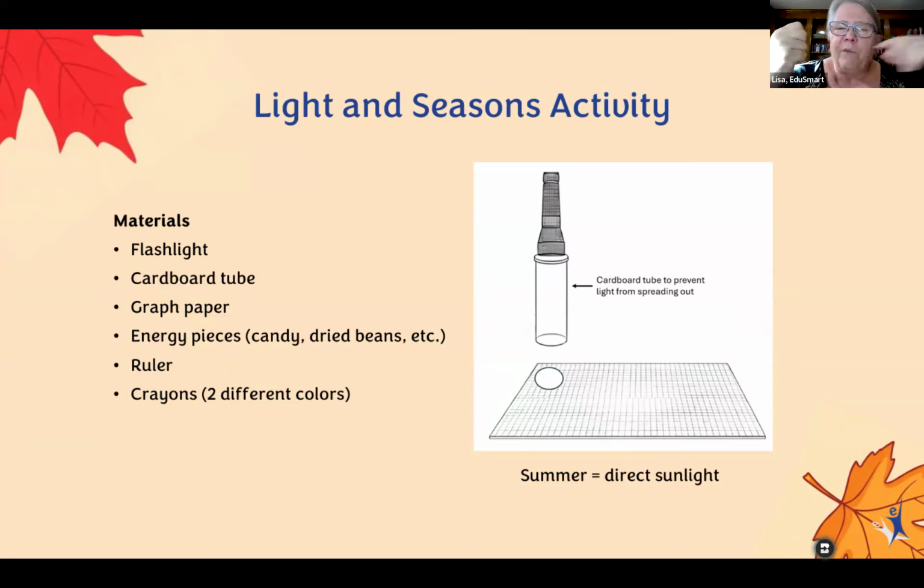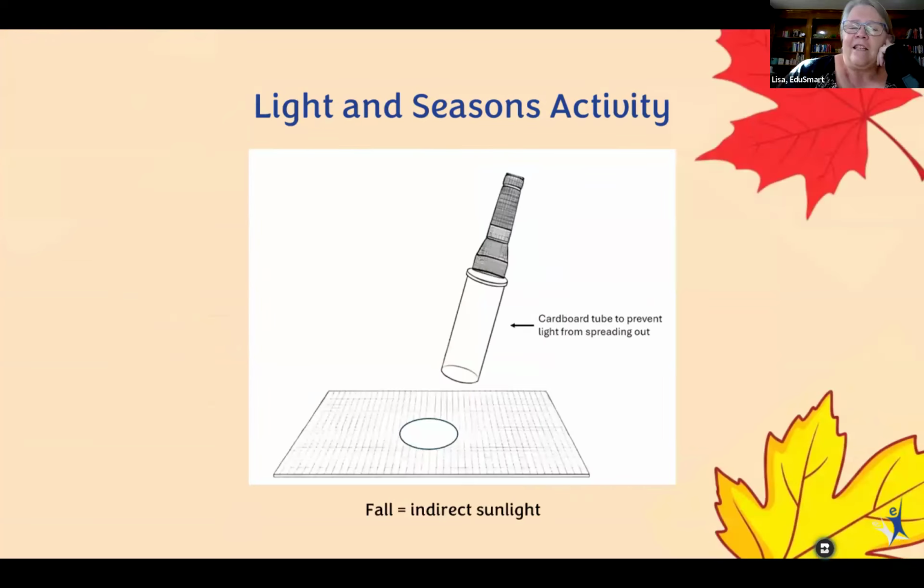You need a flashlight. It can be a little mini flashlight. The size doesn't really matter. I usually use a cardboard paper towel tube to direct the light so it doesn't diffuse coming right out of the flashlight. You need some graph paper. I call them energy pieces, but I usually do it with M&Ms. But you can use dried beans, whatever will work in your class if they don't want you to have candy. Now the ruler, I don't remember what that's for, but you definitely need 2 colors of crayons. I modified this. And again, the cardboard tube is to prevent light from spreading out.